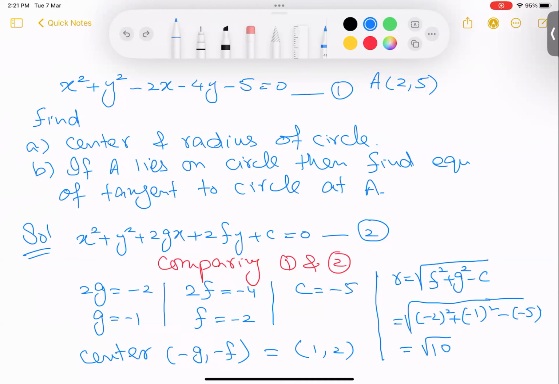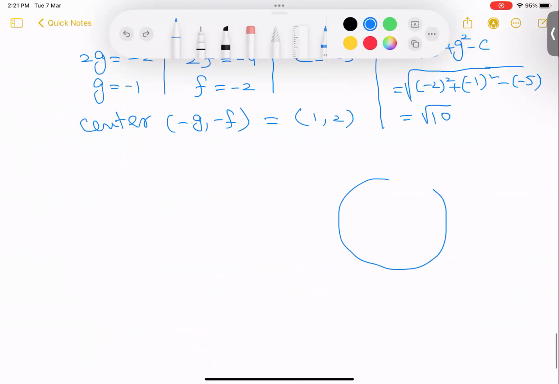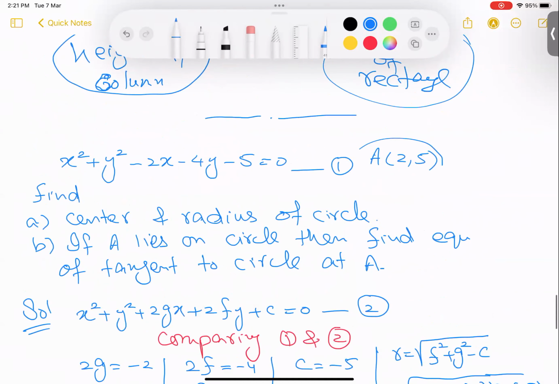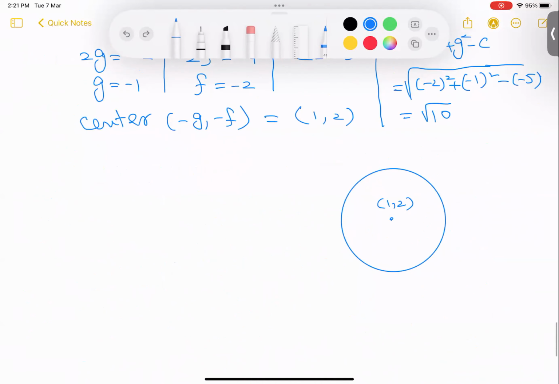Anyway, now let's go to something new. And what is something new? He said that point A lies on the circle, then find the equation of the tangent to the circle at A. So I'm going to show you this is a circle, and try your best to make the diagram close to accurate, though it doesn't have to be accurate, just rough. When he says draw, then we'll draw. 1 and 2 is the center of the circle. We got it. And A is (2, 5): X is 2, Y is 5, given by him. So let's say X is 2, Y is 5, somewhere here.